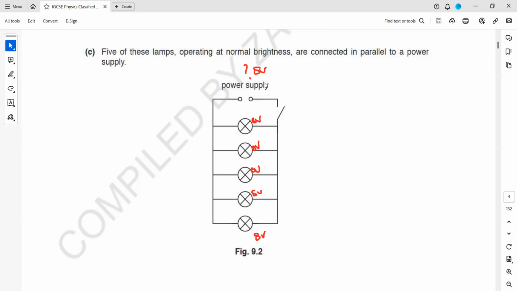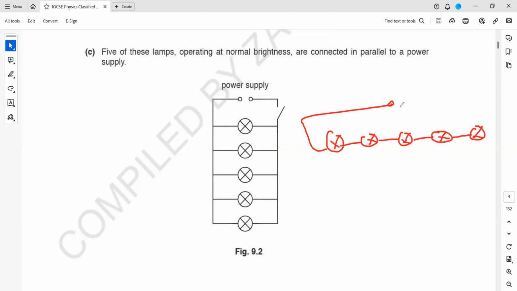But what if the same question was there and the five lamps were connected in series? And we say that they receive the same 8 volts. In that case, it will be 8 multiplied by 5, which will make 40 volts. So when they're connected in series, the total voltage will be equal to the sum of the voltage across each. But when they're in parallel, the voltage across each is the same as the voltage of the supply.